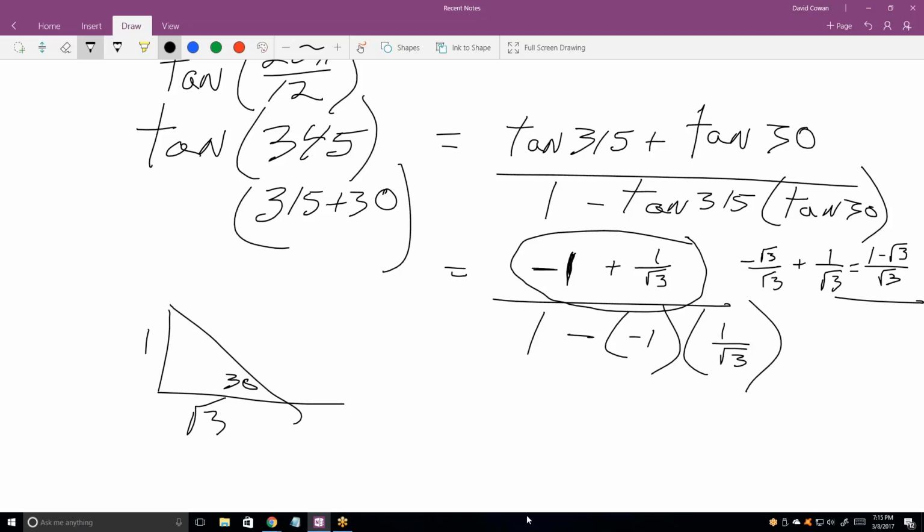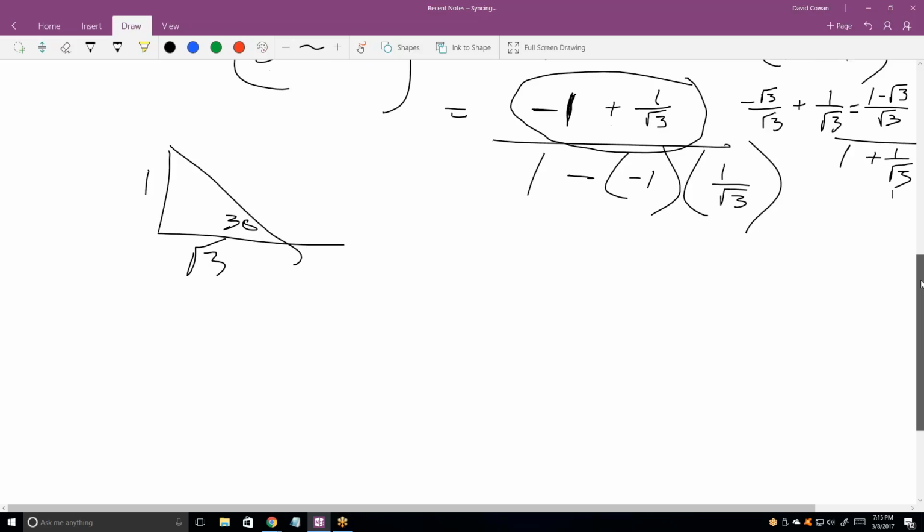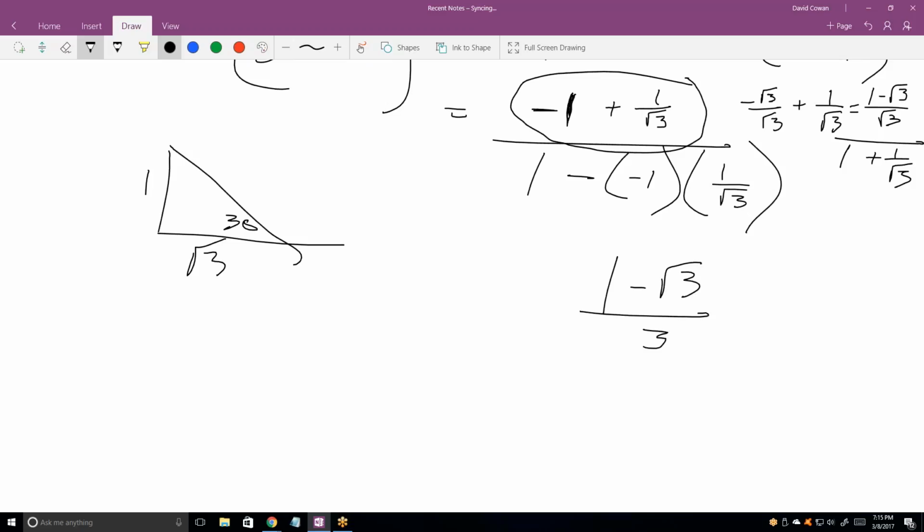And then the bottom becomes 1 plus 1 over root 3. Okay, now do the math on that. So here's where I'm at. Here's my numerator. And now combine the two bottom fractions, because I can't flip and multiply until I have a single rational quotient in the denominator. That becomes 1 plus root 3 over root 3.